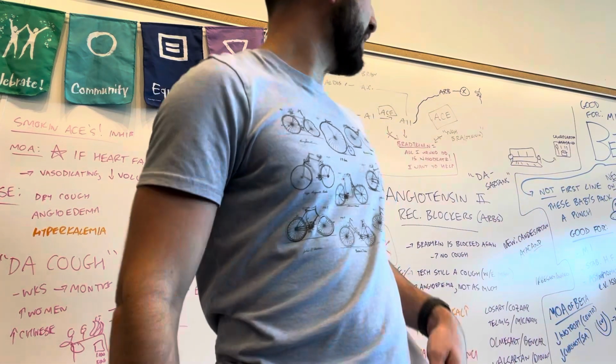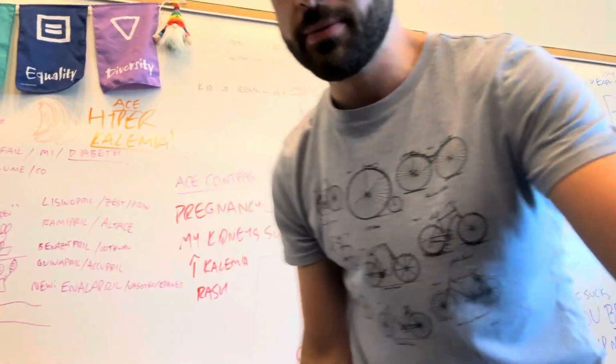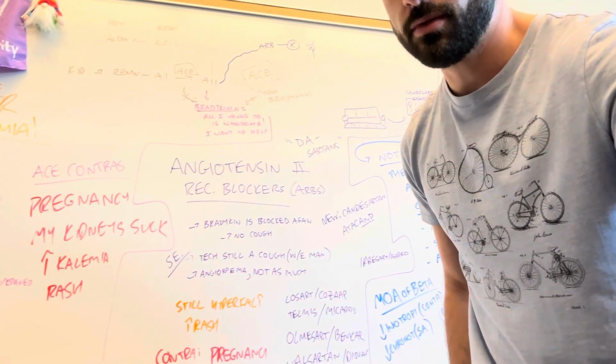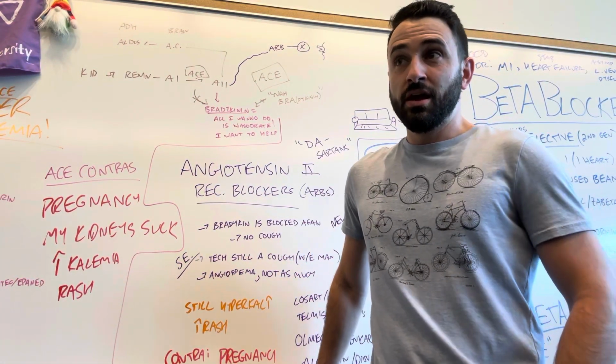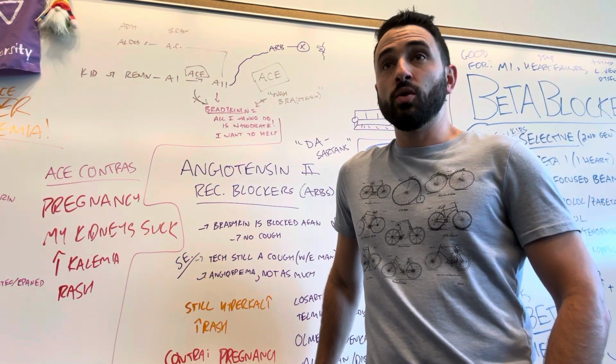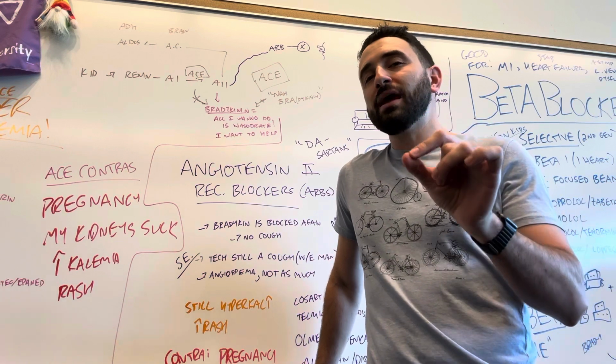Okay, so with that, a related medication is going to be the angiotensin II receptor blocker. You would give this if an ACE inhibitor is contraindicated. So if your patient has hyperkalemia, but mainly it's the cough.